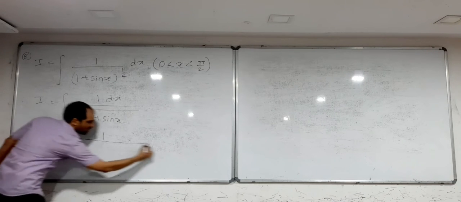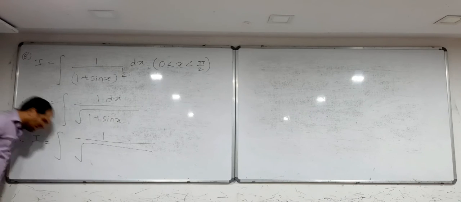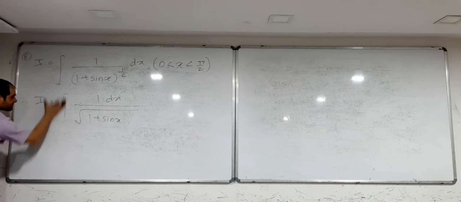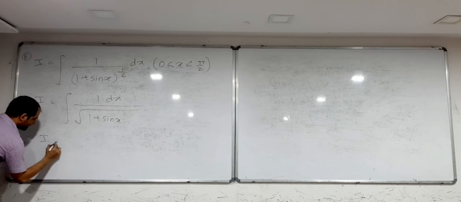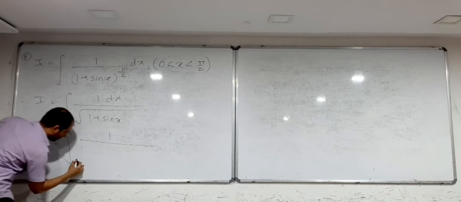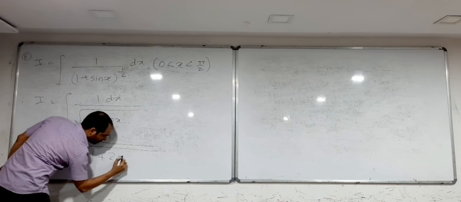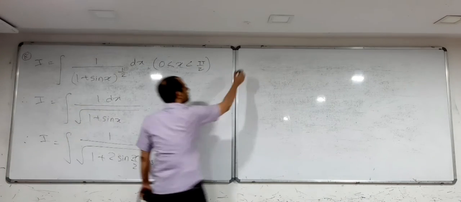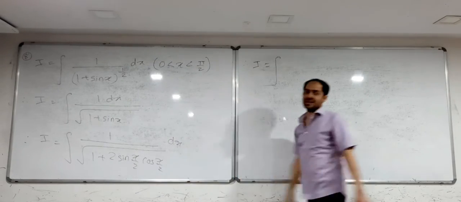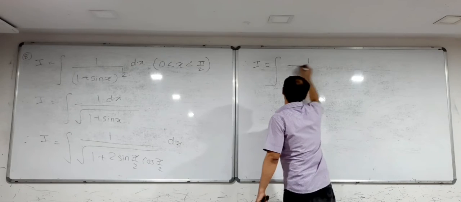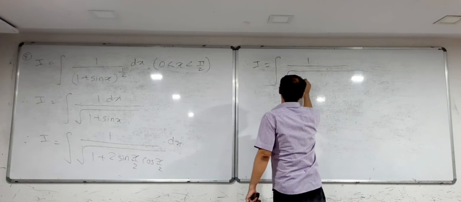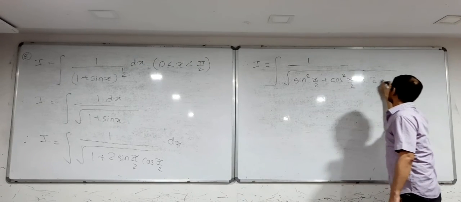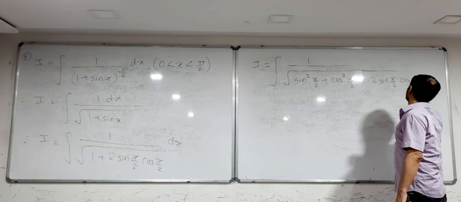I is the integration of 1 upon square root of 1 plus sin x, in terms of some multiples: 2 sin x by 2 cos x by 2. So I can write I as the integration of 1 upon square root of 1 plus 2 sin x by 2 cos x by 2 dx. Now what is 1? Sin square theta plus cos square theta. So I will write this as 1 upon square root of sin square of x by 2 plus cos square of x by 2 plus 2 sin of x by 2 cos of x by 2.